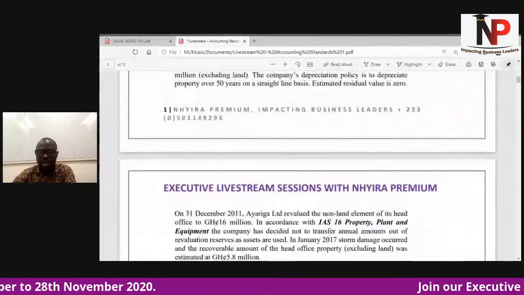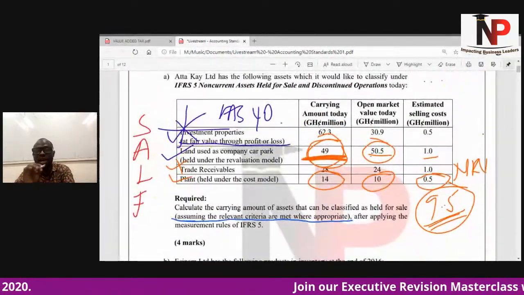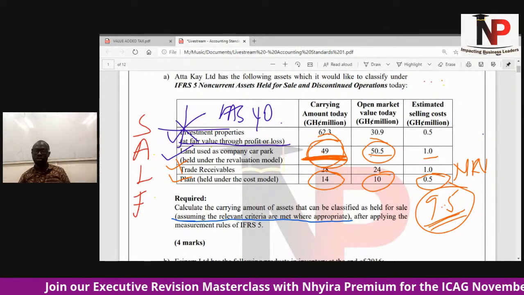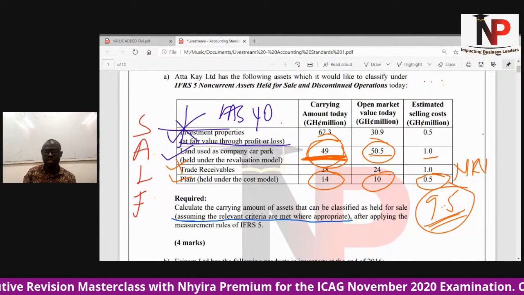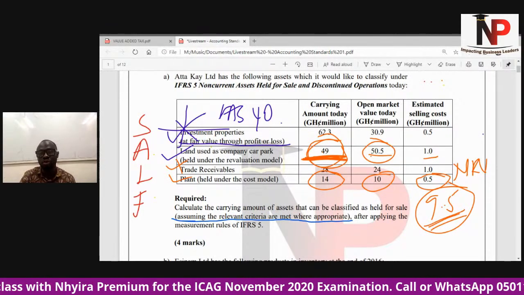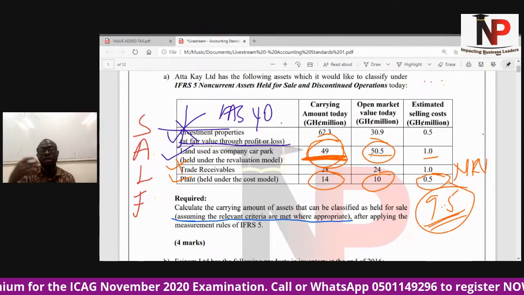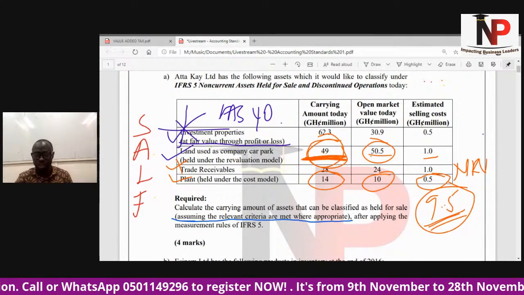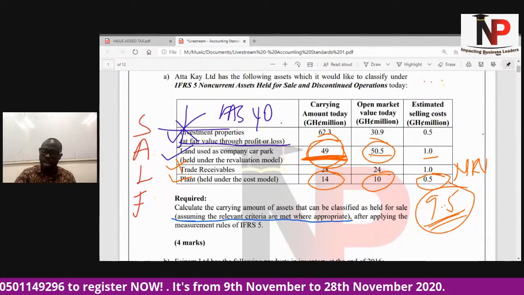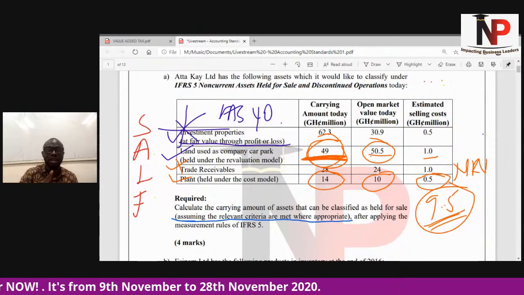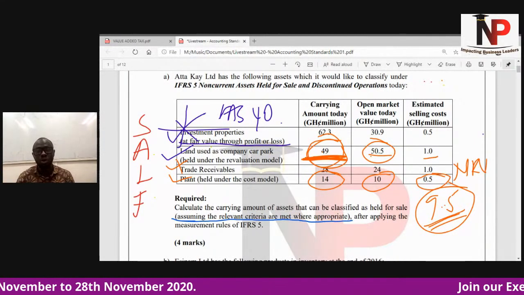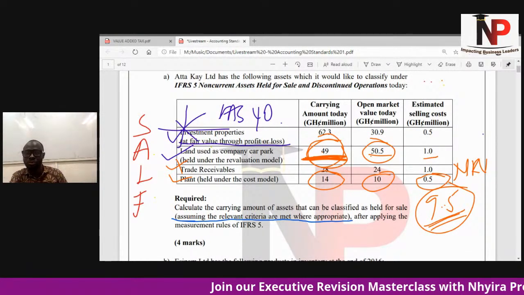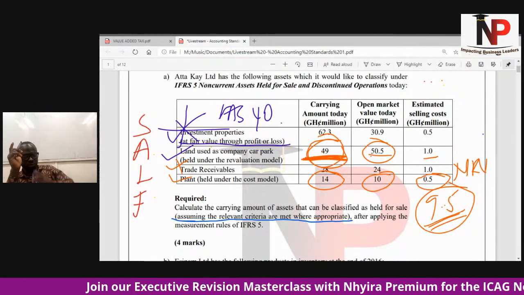So that is it about the A aspect of the question, and that is under IFRS 5, non-current asset held for sale and discontinued operation. My objective in this question is for you to be able to know how to determine the carrying amount of a non-current asset held for sale and discontinued operation. Always know that you compare the net realizable value with the carrying amount, and the lower of the two becomes the amount at which you're going to be carrying the asset in your books. Very, very important.